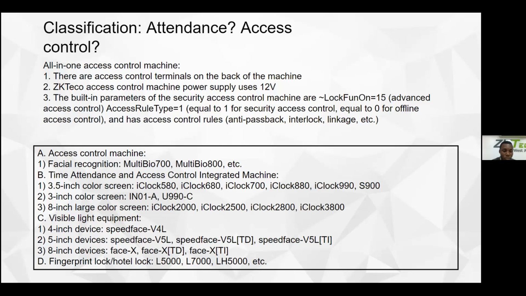We have our visible light equipment. An example of visible light equipment that we have is our 4 inch device, SpeedFace 4 Light. We have 4 inch devices, which are the SpeedFace V4L Light and then the SpeedFace V5L Light TD and SpeedFace V5L Light TI. We have our 8 inch FaceX and FaceSTD, FaceXTI. We have our fingerprint hotel locks, which are the L5000, L7000, and LH5000.